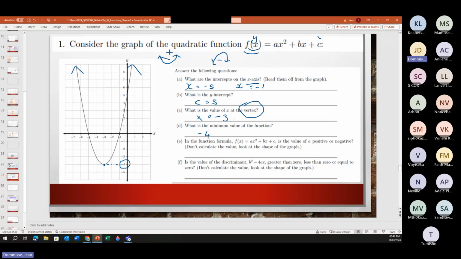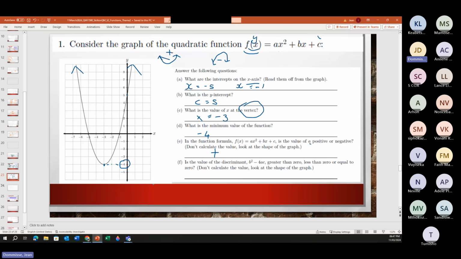formula. Okay, so in the function formula f(x), is the value of a positive or negative? Don't calculate, look at the shape. Okay, so we actually have now answered it. Because it's going upwards, it is positive. They don't ask it, but I'm going to show you how to calculate the original formula as well.